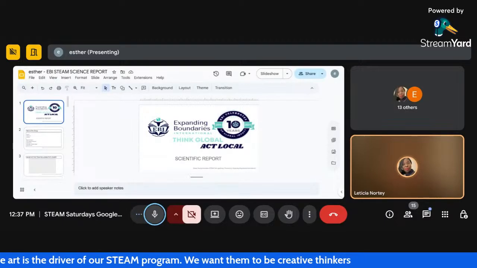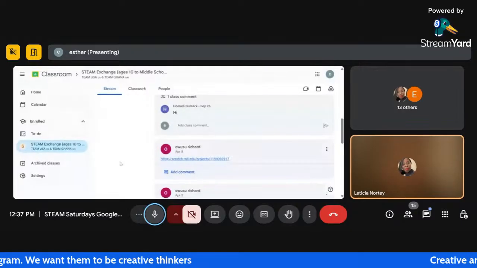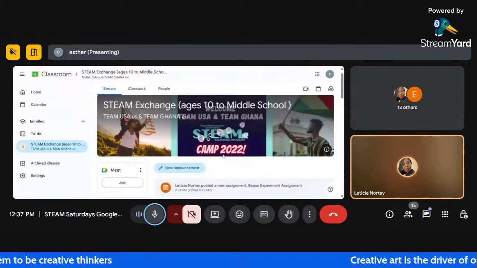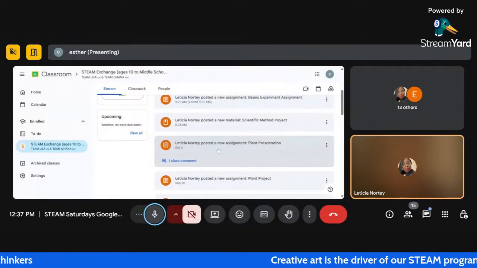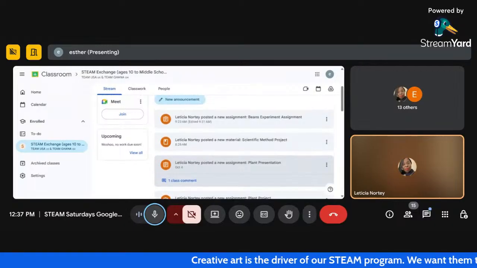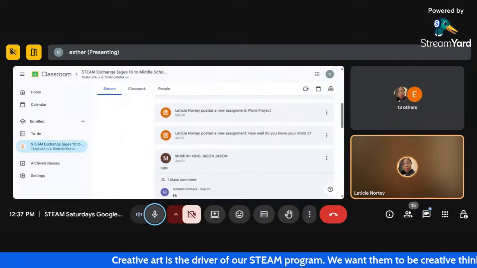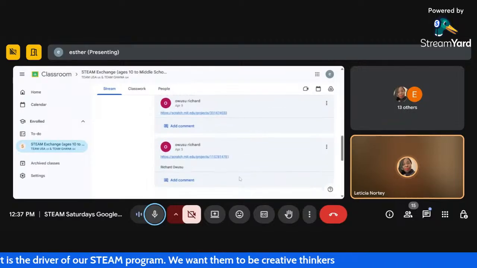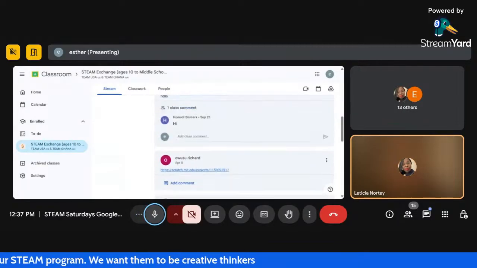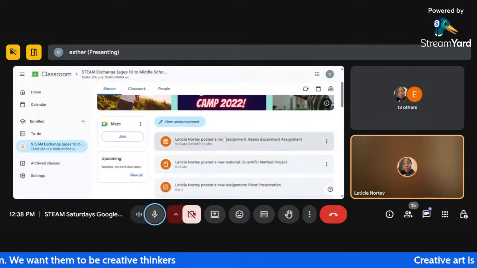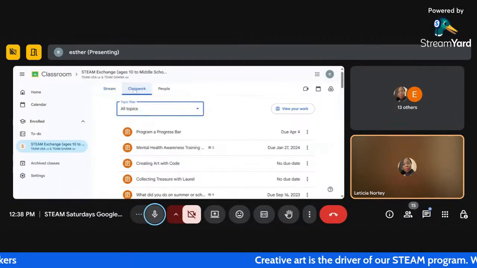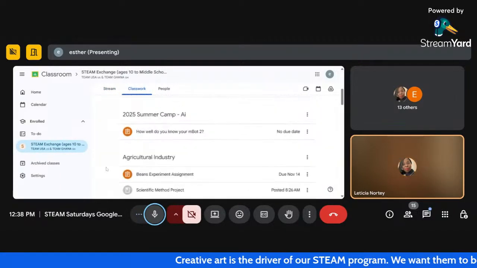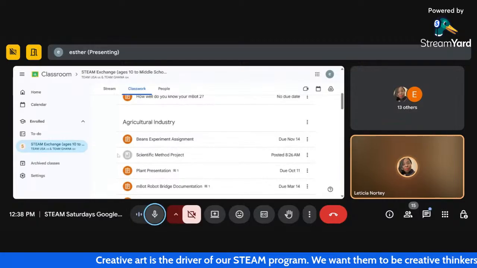When you come, you see any announcement and all that stuff from your classroom. This section is supposed to be for you guys to interact, say hello to each other, update and all that stuff. That's where you guys do those things. And if there's any announcement, you get them here. Okay. Now, when you go to classwork, you scroll down and you see agriculture industry.